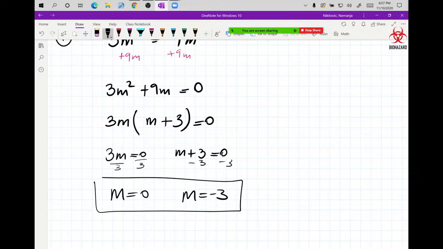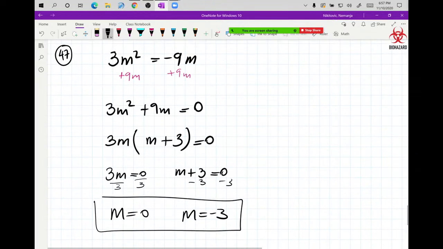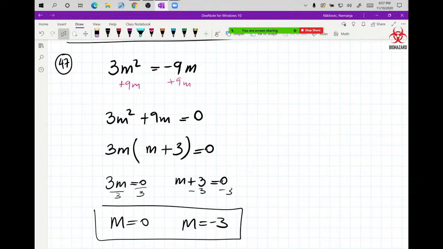So I hope this makes sense. If it doesn't, please ask right now because we need to fix it. Here you can see the whole problem. No questions? All right, let's do another one.